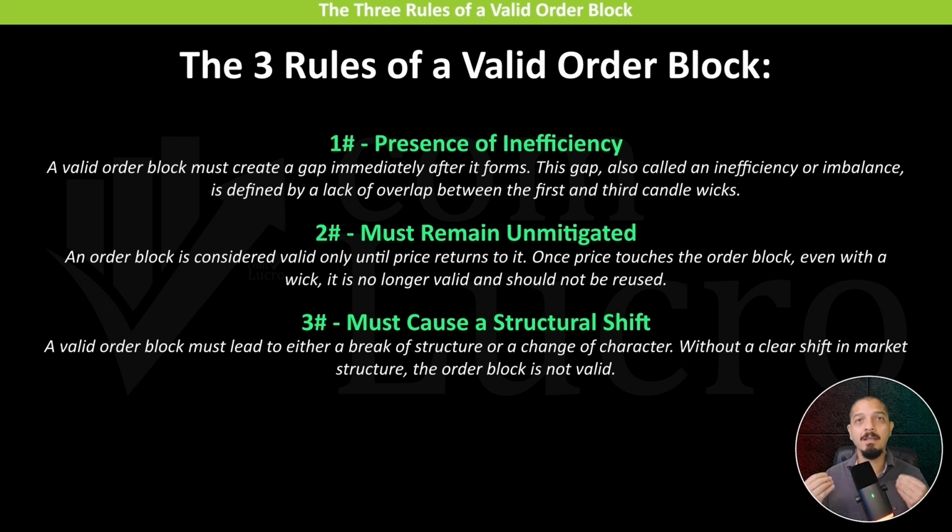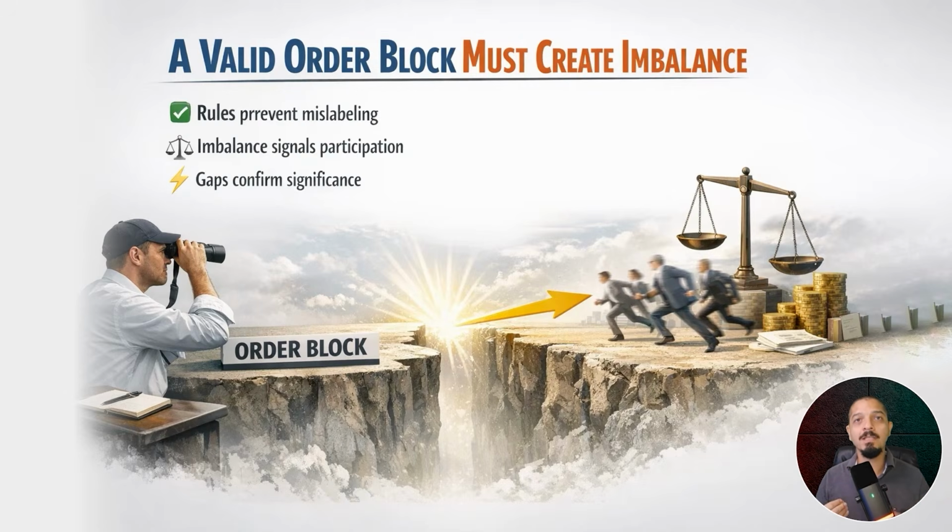With that in mind, there are 3 key rules used to define a valid order block. These rules are essential because without them, it becomes very easy to mislabel random price movements as meaningful structures. The first rule focuses on the presence of a fair value gap. For price to qualify as an order block, it must create a fair value gap immediately afterward. This gap is often referred to as inefficiency or imbalance. Whenever you hear these terms, they are simply different ways of describing a fair value gap in price delivery.